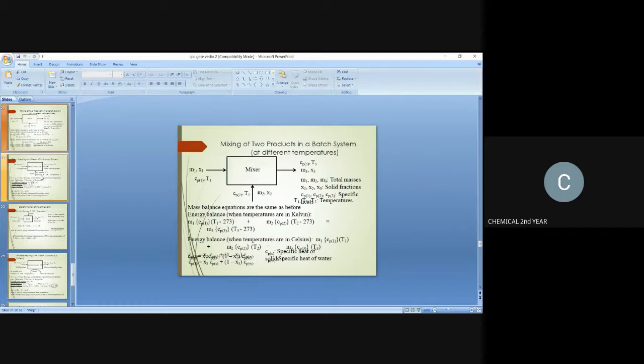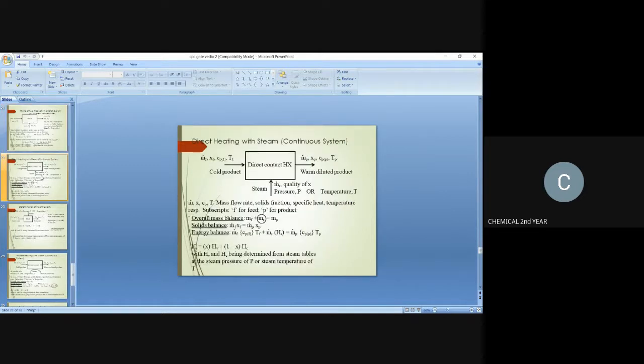When temperatures are in Celsius, we can write the energy balance equation simply as M1 into Cp1 into T1 plus M2 into Cp2 into T2 is equal to M3 into Cp3 into T3. Here, Cps is the specific heat of solids, and Cp3 will be written as x3 into Cps plus 1 minus x3 into Cpw. That is, we are subtracting the solid fraction to find the water specific heat.